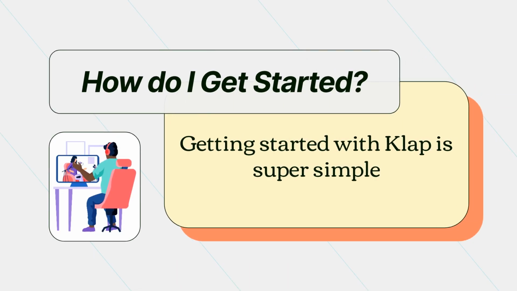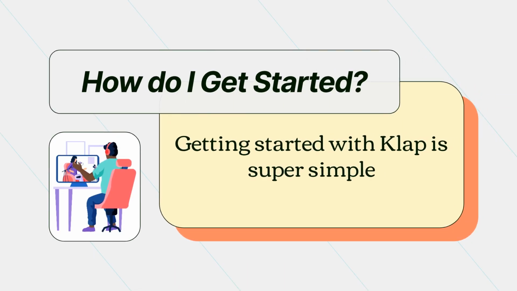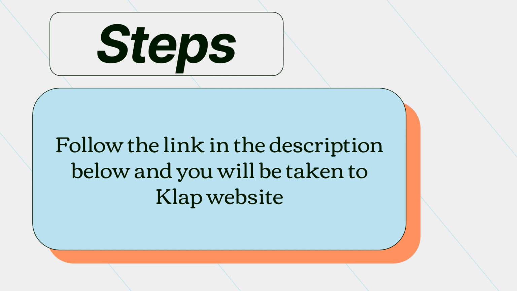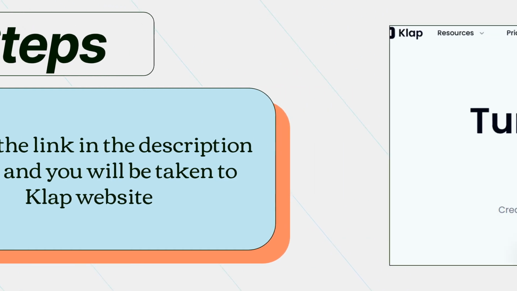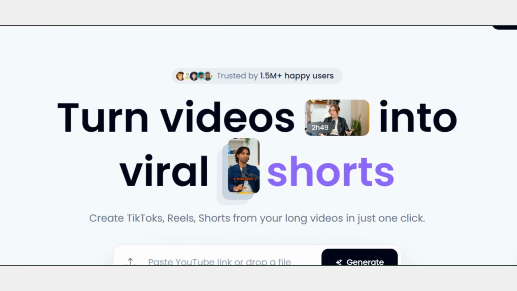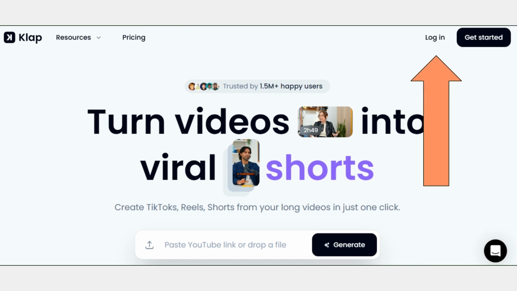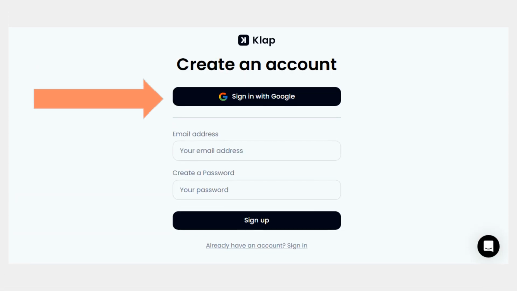The question now is, how do I get started? Well, getting started with Klap is super easy and straightforward, and I'll show you. The first thing you need to do is to follow the link in the description below, and you will be taken to Klap website. This is the interface that will welcome you. Now click on Get Started if you are new, or you can click on Log In if you have signed up before. Go ahead and sign in with your Gmail or any other email address and also a strong password.